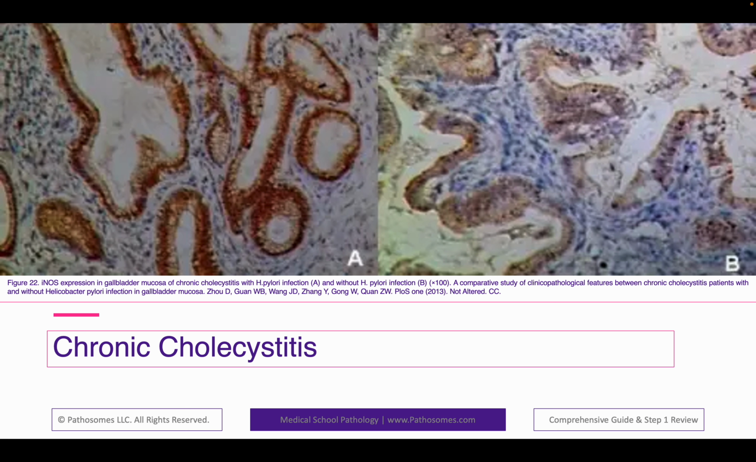And here we have a representative section microscopically from iNOS expression in the gallbladder with cholecystitis with H. pylori infection and one without. Basically, this is showing that the one with H. pylori infection expressed more iNOS.